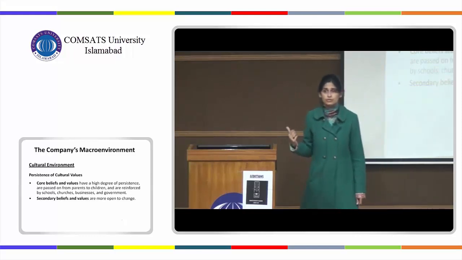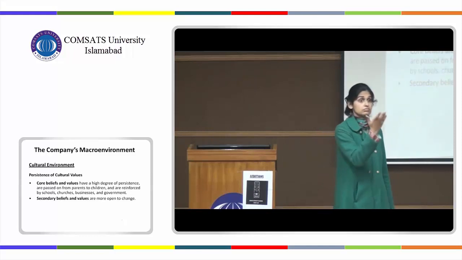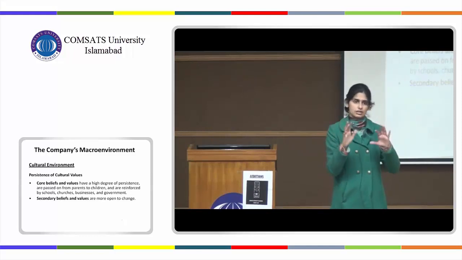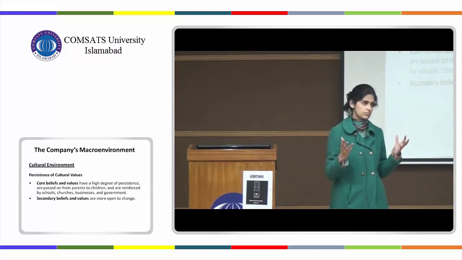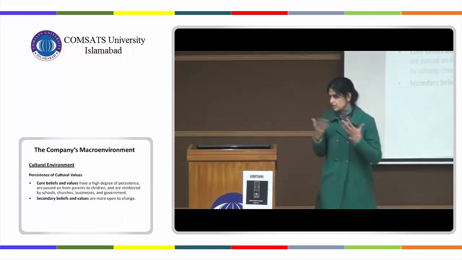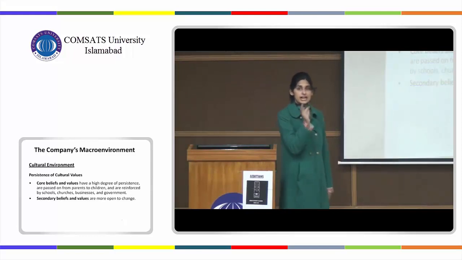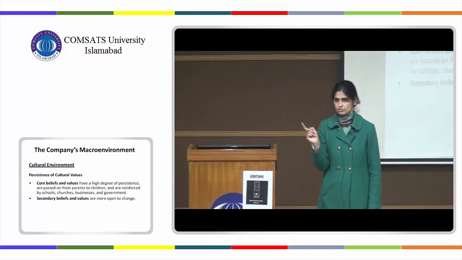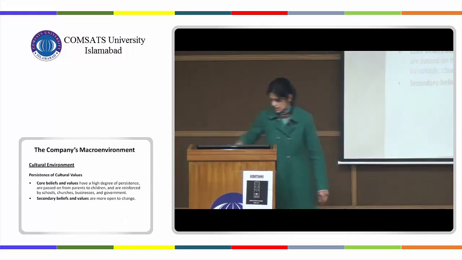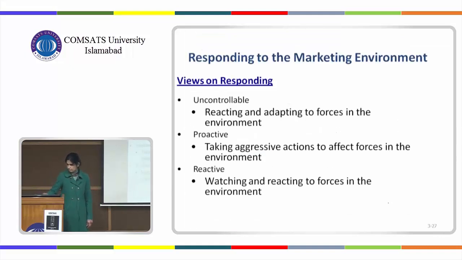A good example given in your book is that of marriage. So the core value is that you need to get married for a reasonable living. But at what age should you get married? That varies from person to person. That would be secondary value, right? So this is how you differentiate between core value and secondary value.